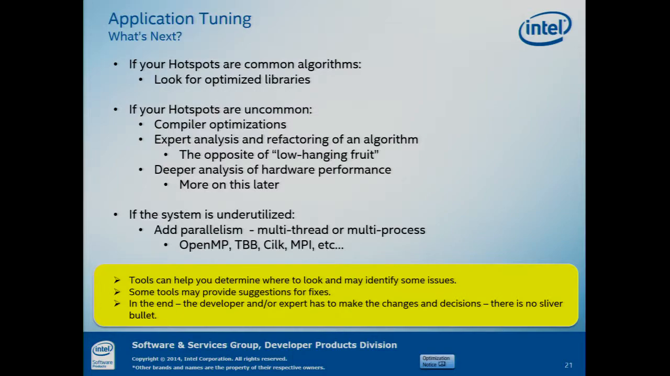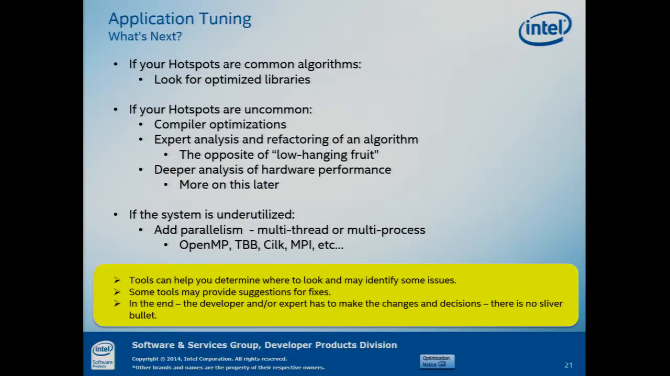So what's next in the application tuning phase? Look at your hotspots. Are your hotspots common algorithms? If so, look for optimized libraries. None of us talked beforehand about these presentations, but we all seem to hit on optimized libraries, right? That's the lowest hanging fruit in this kind of situation.